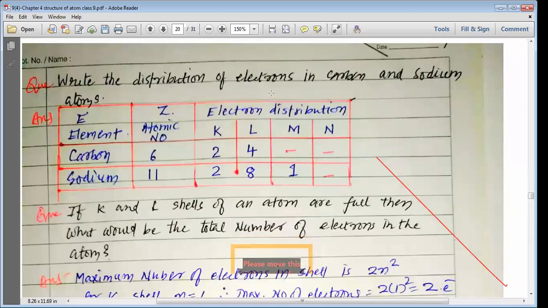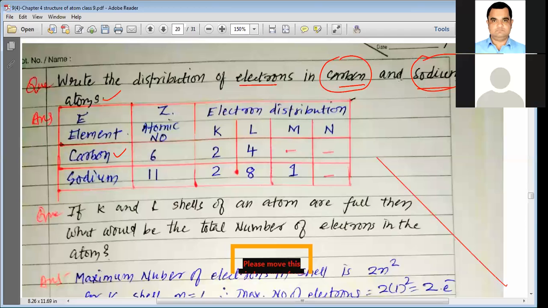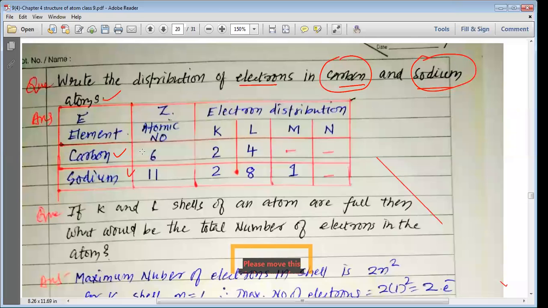Write the distribution of electrons in carbon and sodium atom. So we have 2 atoms. One is carbon, another is sodium. So first we will write the element. So we have carbon element and sodium element. Then, my dear students, we will write the atomic number. So the carbon atomic number is 6 and the sodium atomic number is 11.